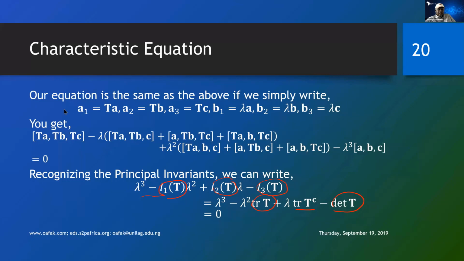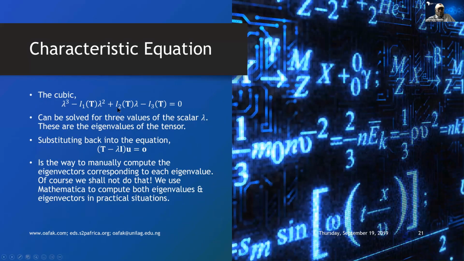So, okay, the characteristic equation, the cubic lambda cubed minus I1t lambda squared plus I2t lambda minus I3t is equal to 0, can be solved for 3 values of the scalar lambda. These are the eigenvalues of the tensor. Substituting back into the equation is the way to manually compute the eigenvectors corresponding to each eigenvalue. Of course, we shall not do that. We use Mathematica to compute both eigenvalues and eigenvectors in practical situations.